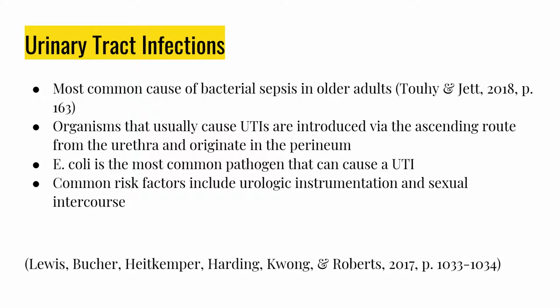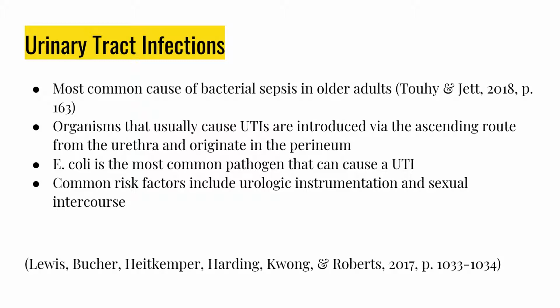So next up we have urinary tract infections. This is the most common cause of bacterial sepsis in older adults. Organisms that usually cause UTIs are introduced through the ascending route from the urethra and originate in the perineum. E. coli is the most common pathogen that can cause a UTI, though there are multiple organisms that can also cause UTIs. Common risk factors include urologic instrumentation, such as the famous catheterization, and sexual intercourse.